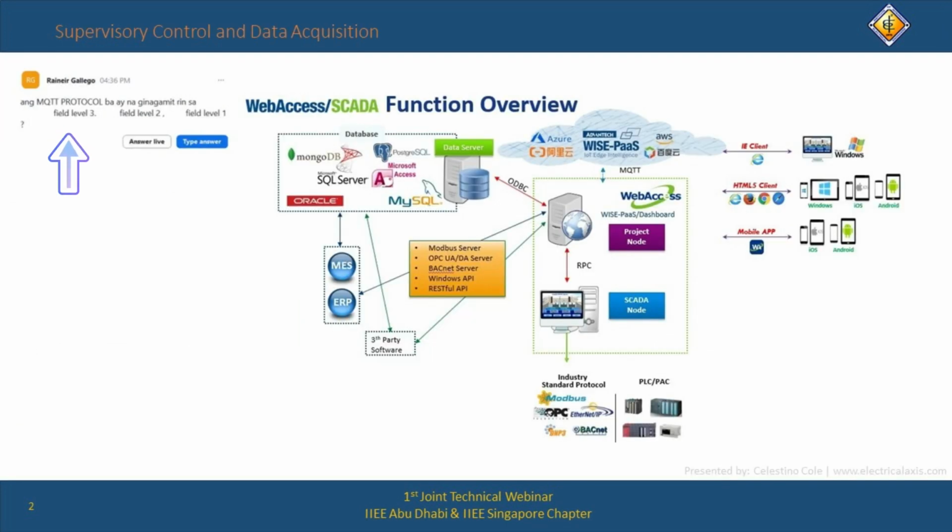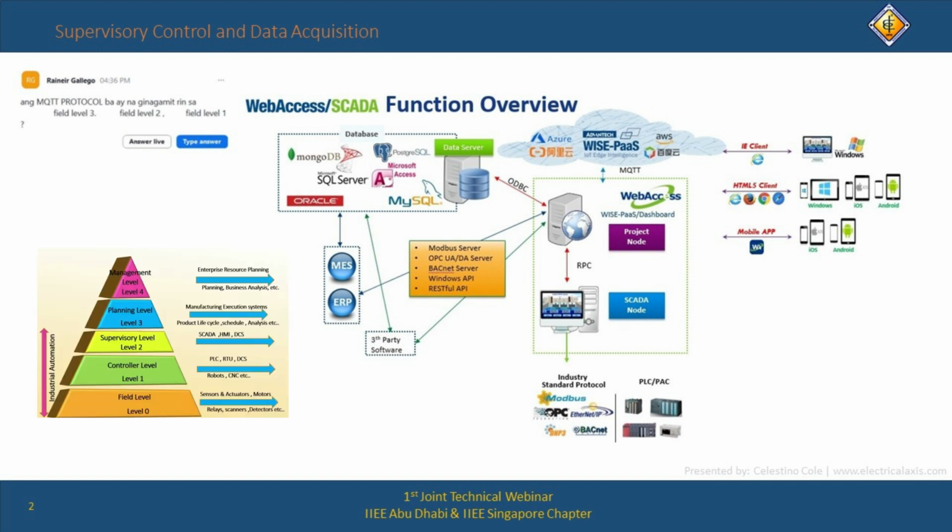Okay, the next question is from engineer Rainier Gallego, and his question is about which level MQTT is. As I mentioned during the webinar, MQTT is defined as Message Queuing Telemetry Transport. This is commonly used in Internet of Things, IoT, applications because it efficiently supports remote data access, such as web access applications. Now, to answer your question, it is used in level 3.